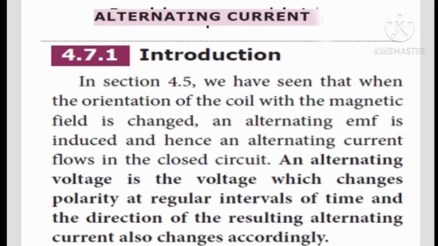Next one is about alternating current. Introduction to alternating current. In the previous class, we have studied that when the orientation of the coil with the magnetic field is changed, an alternating EMF is induced and hence an alternating current flows in the closed circuit.